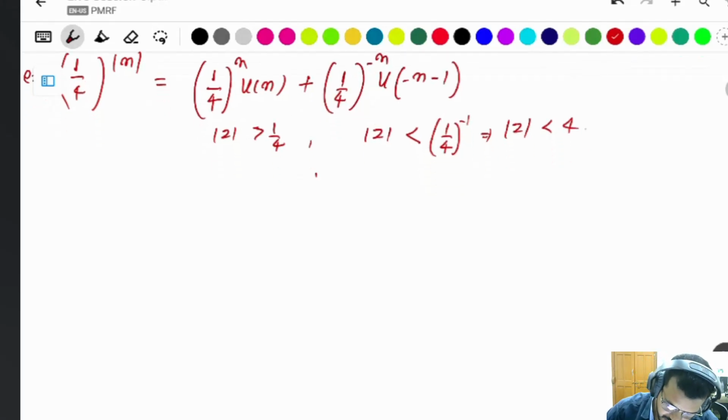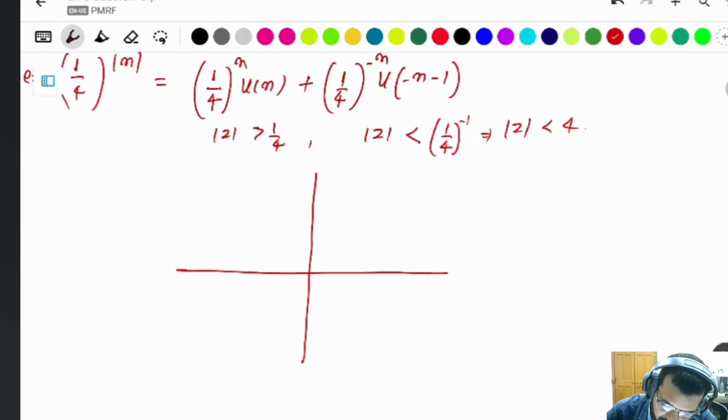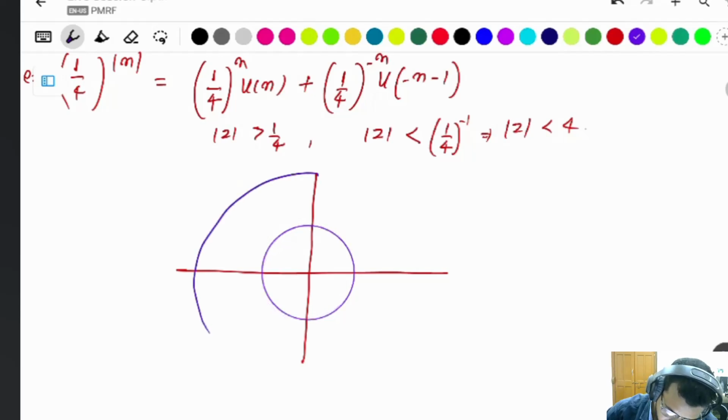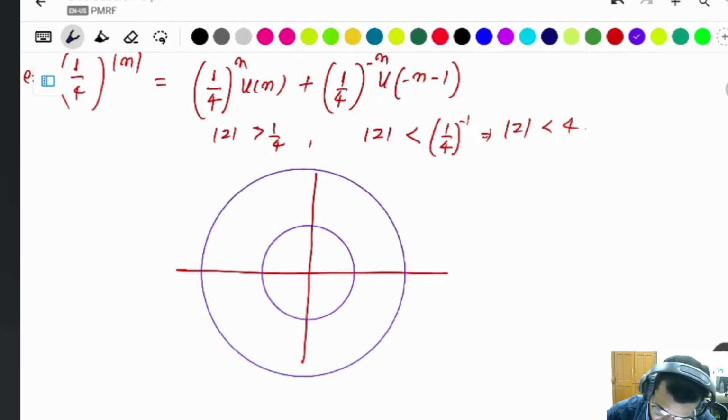Then in this case the circle will look like that. There are two circles, the first one at 1 by 4, the second one at 4. So this will be 1 by 4, this will be 4. And in this case the ROC will lie between them. Yes, mod of z will be greater than 1 by 4 and less than 4.